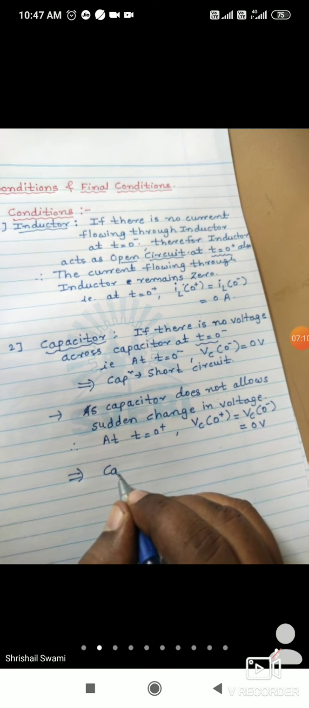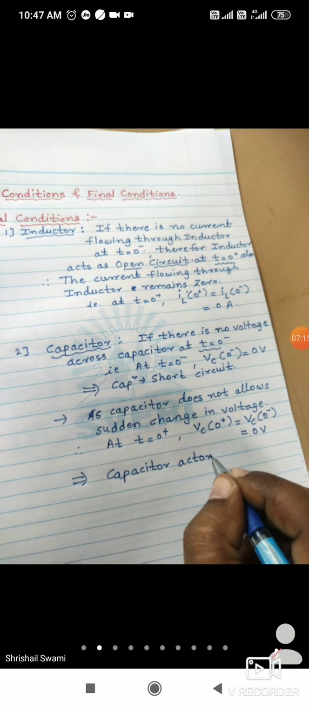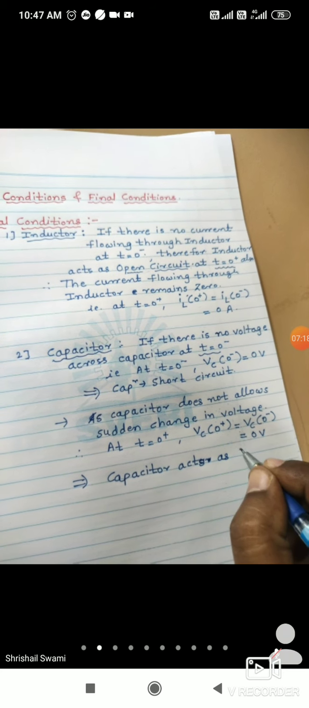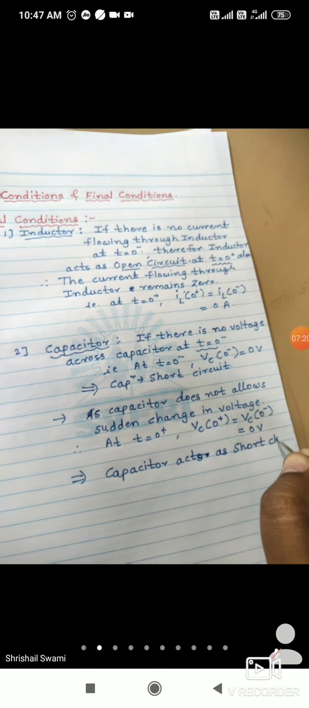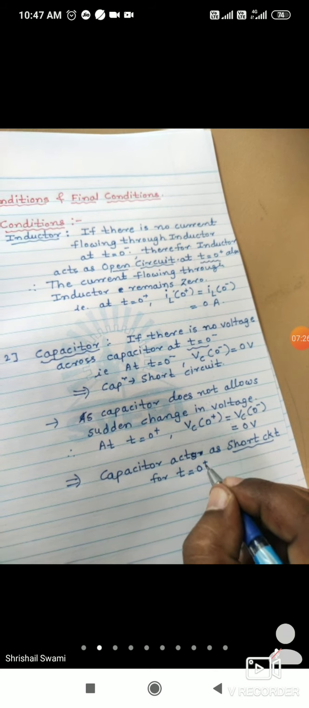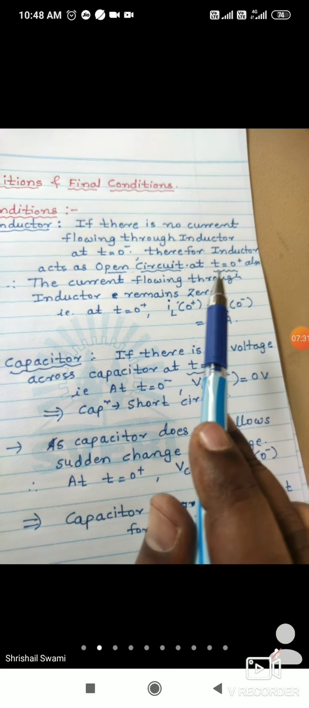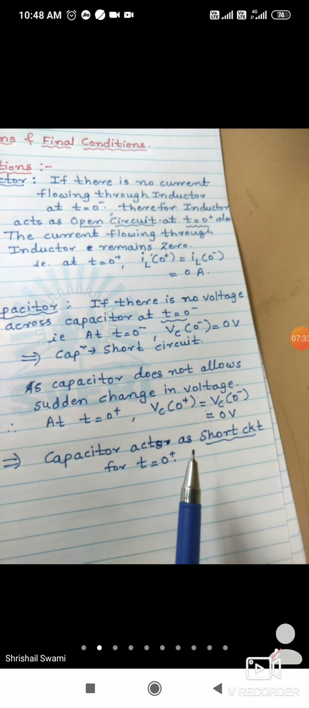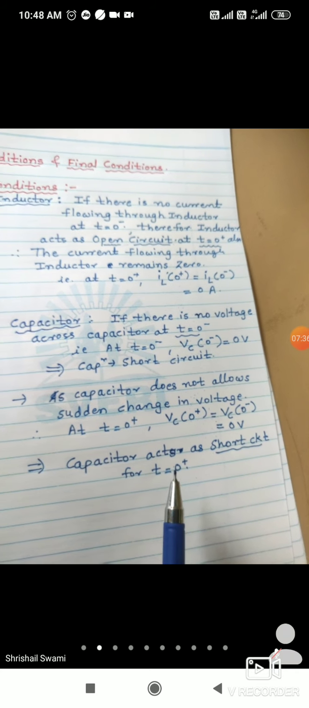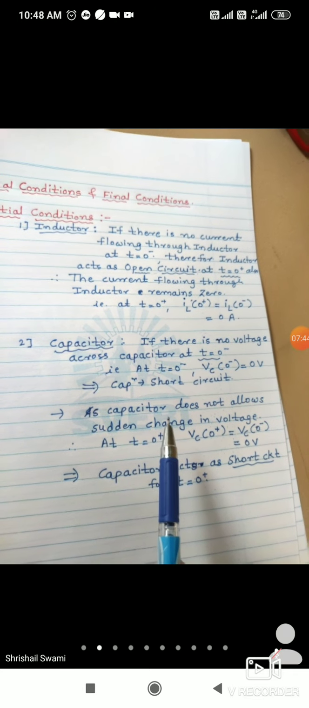Therefore the capacitor acts as short circuit. Capacitor acts as short circuit for t equal to 0 plus. Okay, so here the inductor will act as open circuit for t is equal to 0 plus. Similarly capacitor acts as a short circuit for t is equal to 0 plus. Here the current concept is there, here the voltage concept is there. So these points will be required to solve the problems. Okay, these two concepts are important.